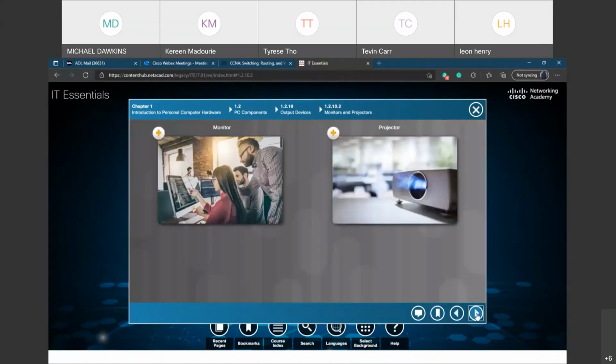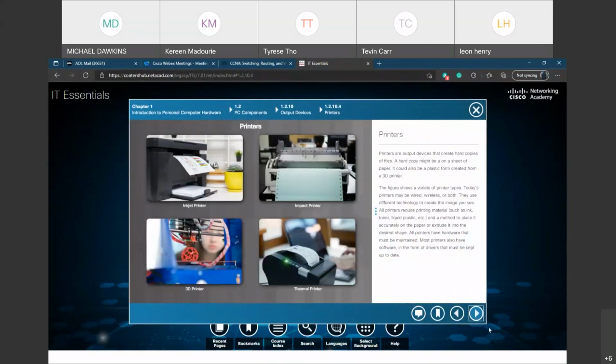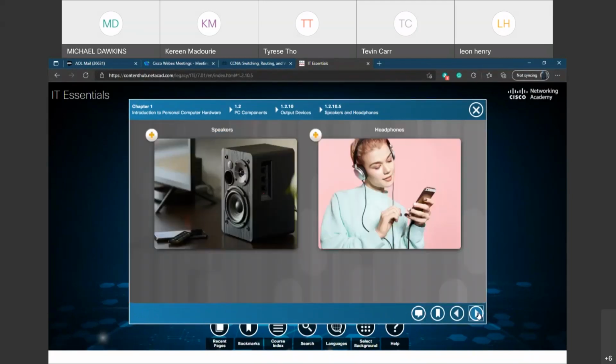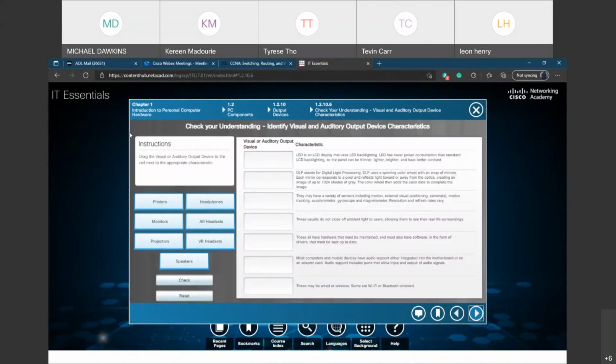What are output devices? Check your understanding. Identify visual and auditory devices and device characteristics. So we are going to drag the visual or auditory output device to the cell next to the appropriate characteristic. Whichever one over here matches over here, we're going to put it here. We have 1, 2, 3, 4, 5, 6, 7. All right, so let's do this.